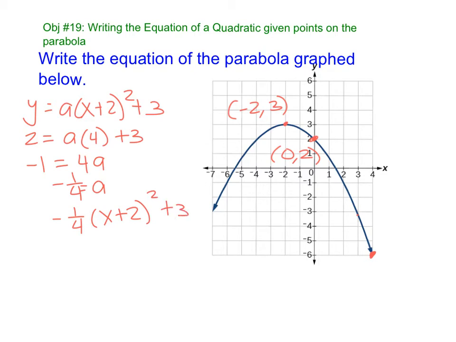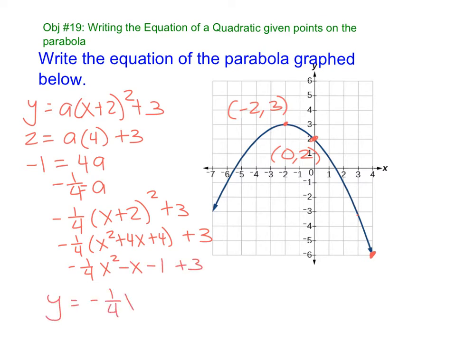So I'm going to FOIL out (x plus 2) squared. That's x squared plus 4x plus 4. Multiply through by the negative 1/4, and then combine with the 3. Don't forget your y equals.